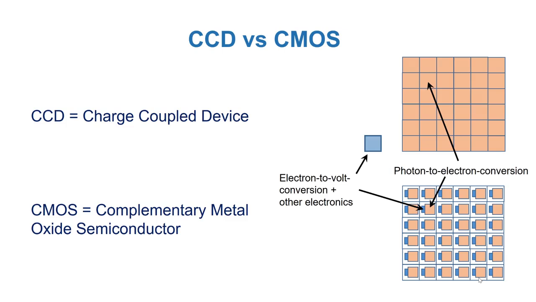CCD sensors, or charge-coupled device sensors, have only one separate readout circuit, or electron-to-volt conversion, separate from the individual pixels. The pixels only do the photon-to-electron conversions. In CMOS, or complementary metal oxide semiconductor sensors, each pixel has both the photon-to-electron conversion and the electron-to-voltage conversion. Each individual pixel can also have a multitude of features built in, some that are hard to implement and realize in a separate electron-to-volt converter.